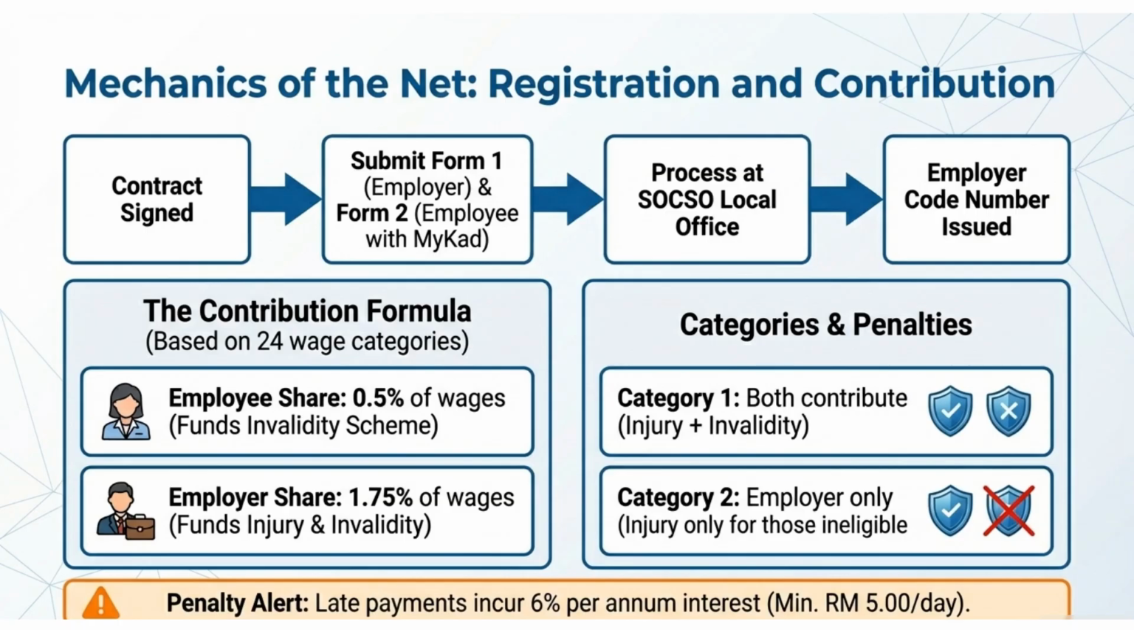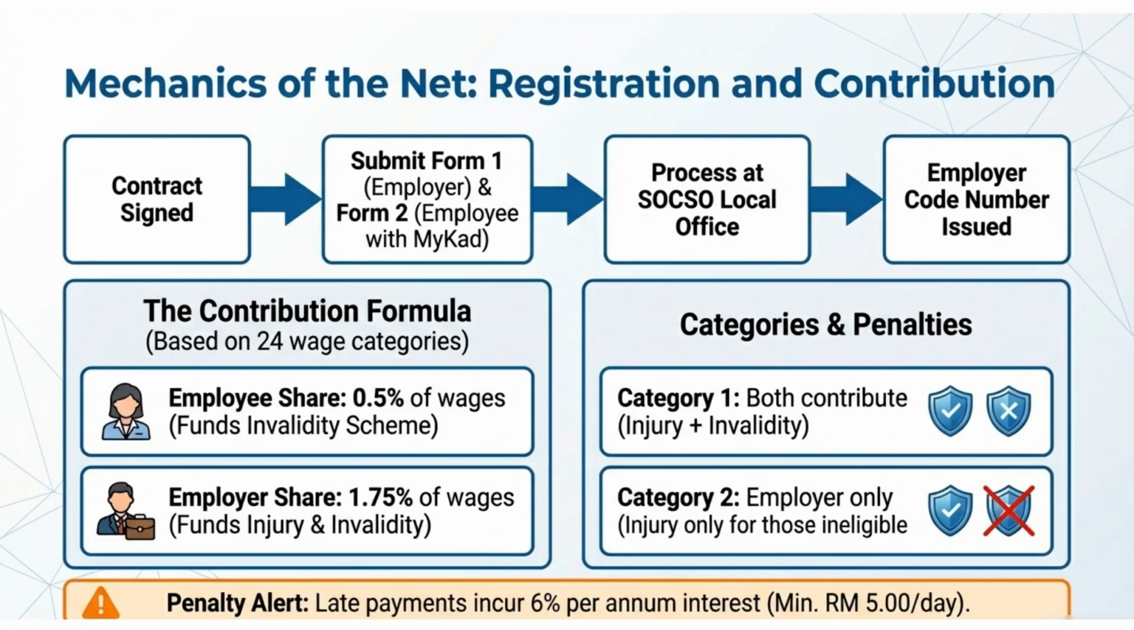The contribution formula is based on the monthly wage of the employee, classified across 24 wage categories. The employee's share is 0.5% of wages, and this portion funds the invalidity pension scheme exclusively. The employer's share is 1.75% of wages, covering both the employment injury insurance scheme and the invalidity pension scheme. Contributions begin from the very first month of employment.